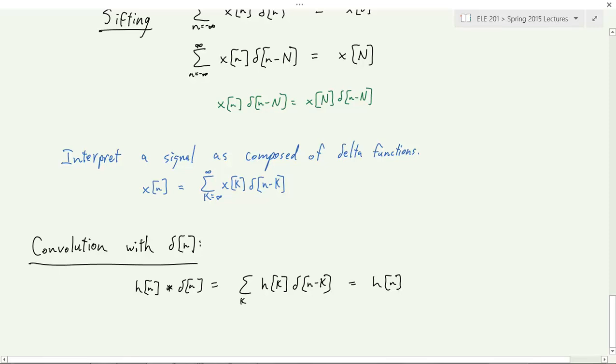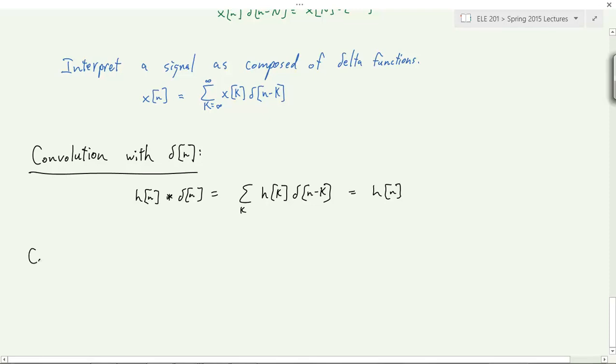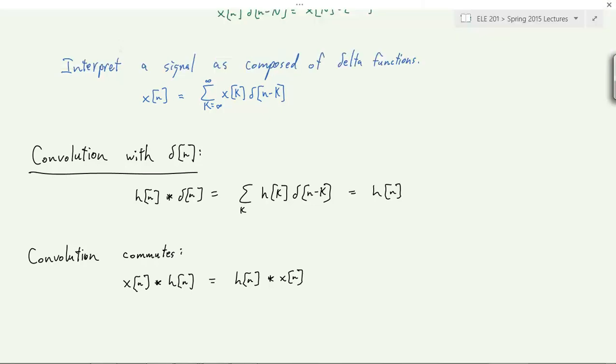There's one other thing I want to show, that convolution is symmetric that way. It commutes. So x of n, an arbitrary x of n convolved with h of n equals h of n convolved with x of n. Okay, let's check this.